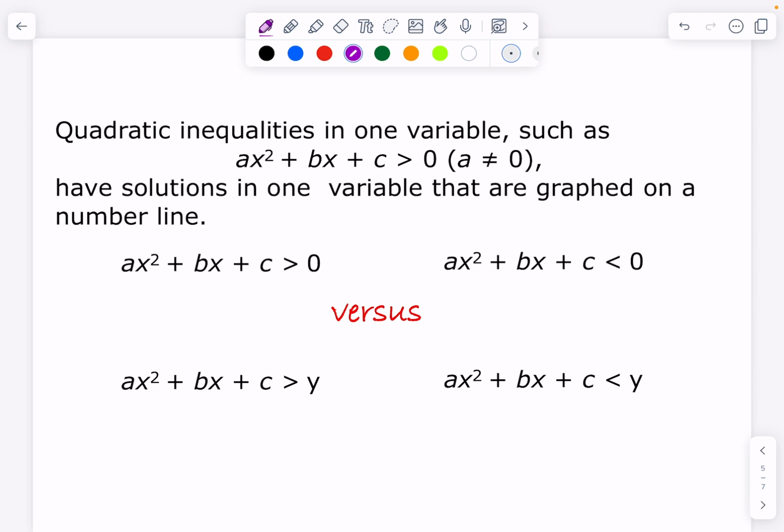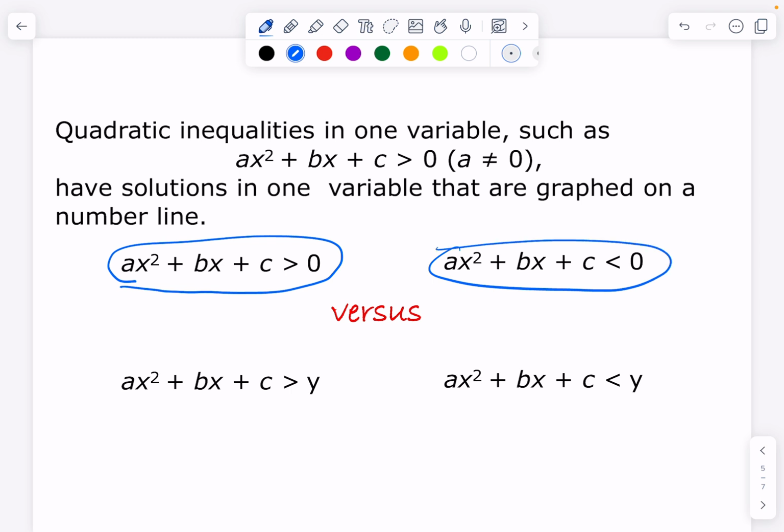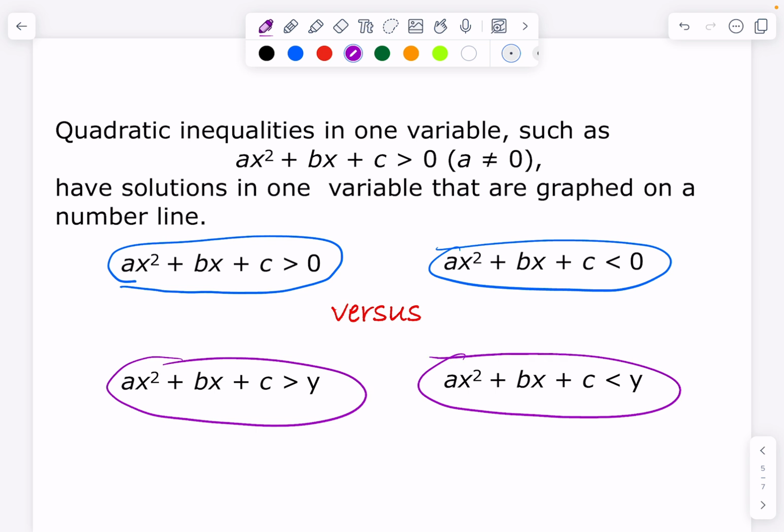Okay, quadratic inequalities, one variable. So I just want to highlight, now we're going to be solving where it's greater than 0 or less than 0, versus what we were just doing, where we were graphing greater than 0 or less than 0 on a grid. Now I'm going to put these on a number line.